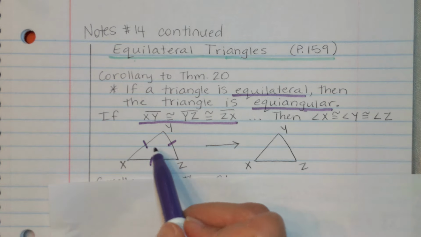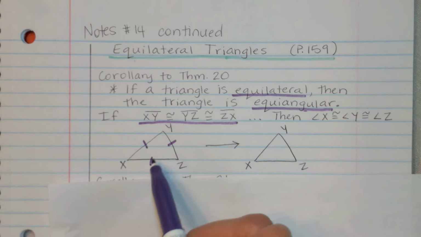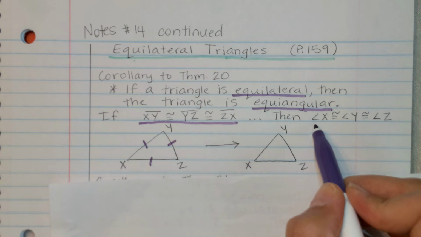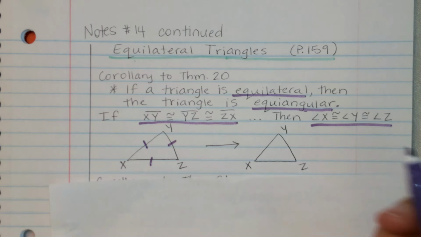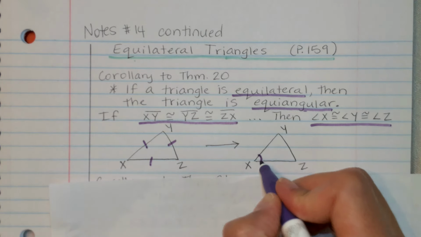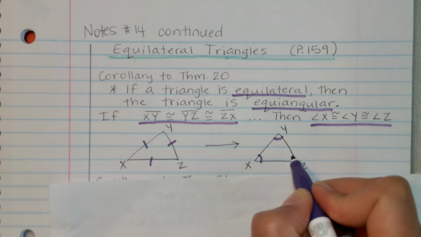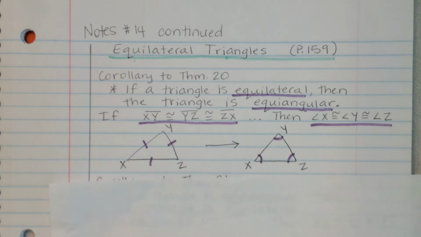But the theorem is actually telling us that if you have 3 congruent sides, then the 3 angles are also congruent. We'd have angle X congruent to angle Y, congruent to angle Z. And I just want to give you guys a little side note.